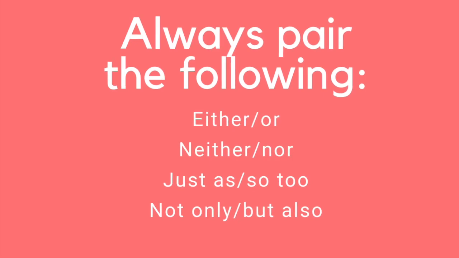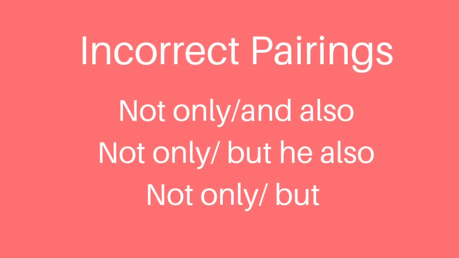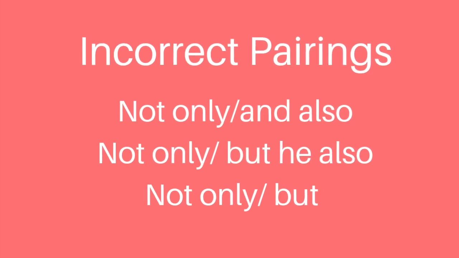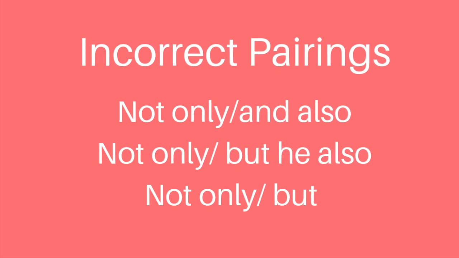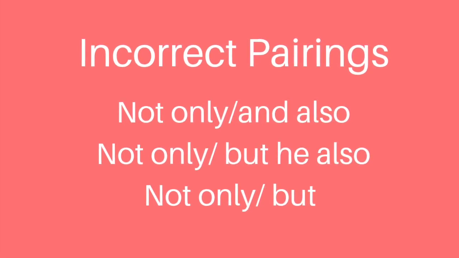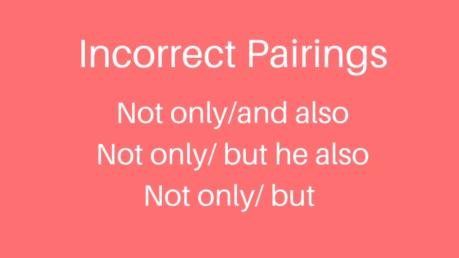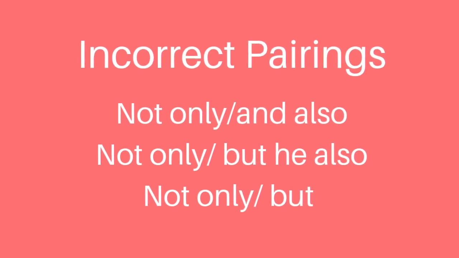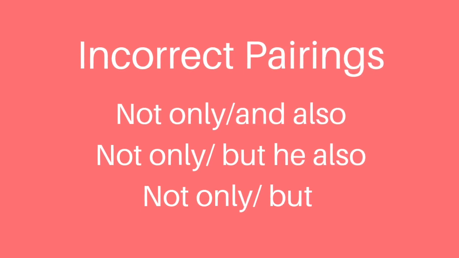You need to understand that you can't mix and match pairings, or you can't alter the pairing. So for instance, we cannot say "not only and also," it has to be "but also." You also can't drop words and say "not only also," it has to be "but also." And then lastly, you don't want to split it. So you don't want it to say "not only and then but it also." It needs to say "not only but also it." So if there's going to be any kind of pronoun, it needs to be after it, not in between the "but" and the "also."